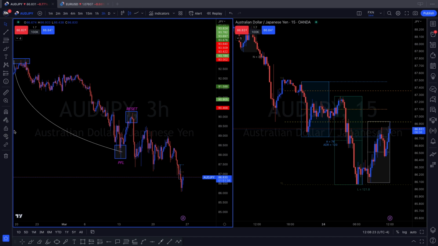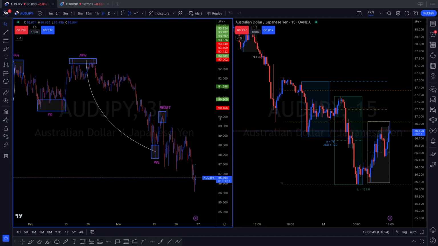We're looking at the AUD/JPY, and what I wanted to do is share with you guys a concept of thought about reversals, specifically New York reversals. So we're looking at AUD/JPY on a 3-hour time frame. You can see that we're coming off a reset here. Okay, so we should be looking for sell setups essentially.